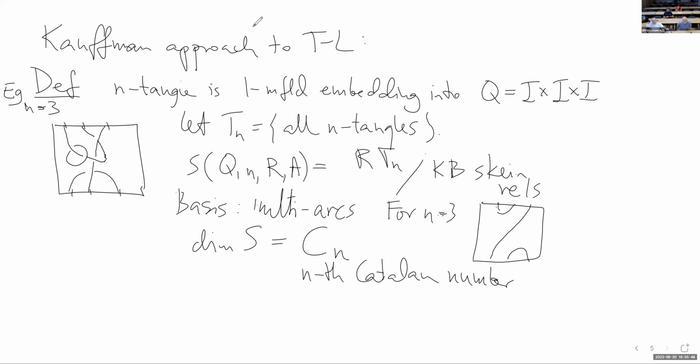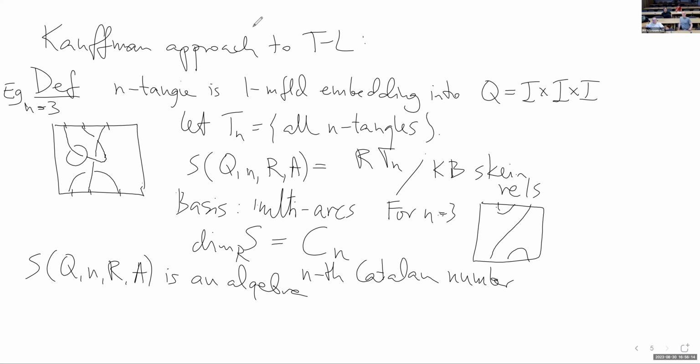And what are the generators of this algebra? So S_n is an algebra, a module of S over R. And it's a free module. How do you know it's a free module?